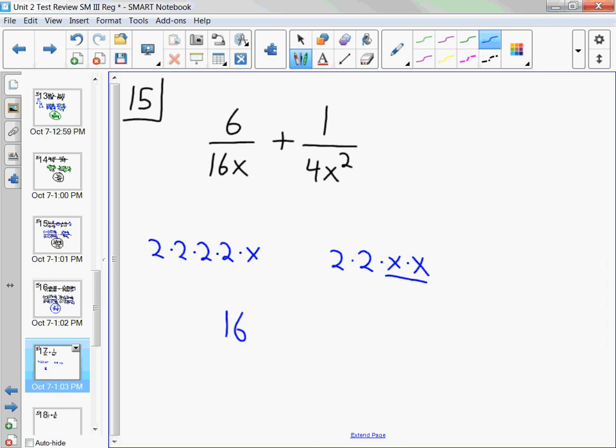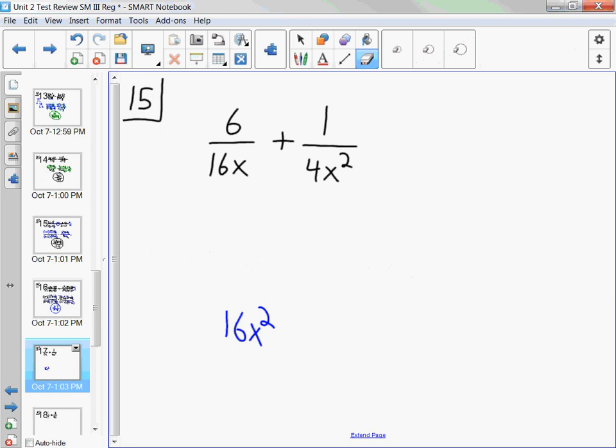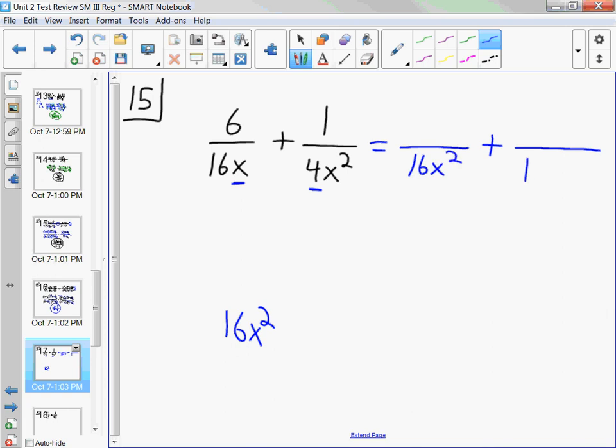And I can see x happens twice over here, even though it only happens once over here, so I have to take it twice. So x times x is x squared. So 16x squared is my common denominator. I could have also looked at the fractions up here and said, hey, 4 will go into 16 4 times, and this x times another x will give me x squared. So right here, I have my two fractions, and I'm going to write the common denominator in, 16x squared.